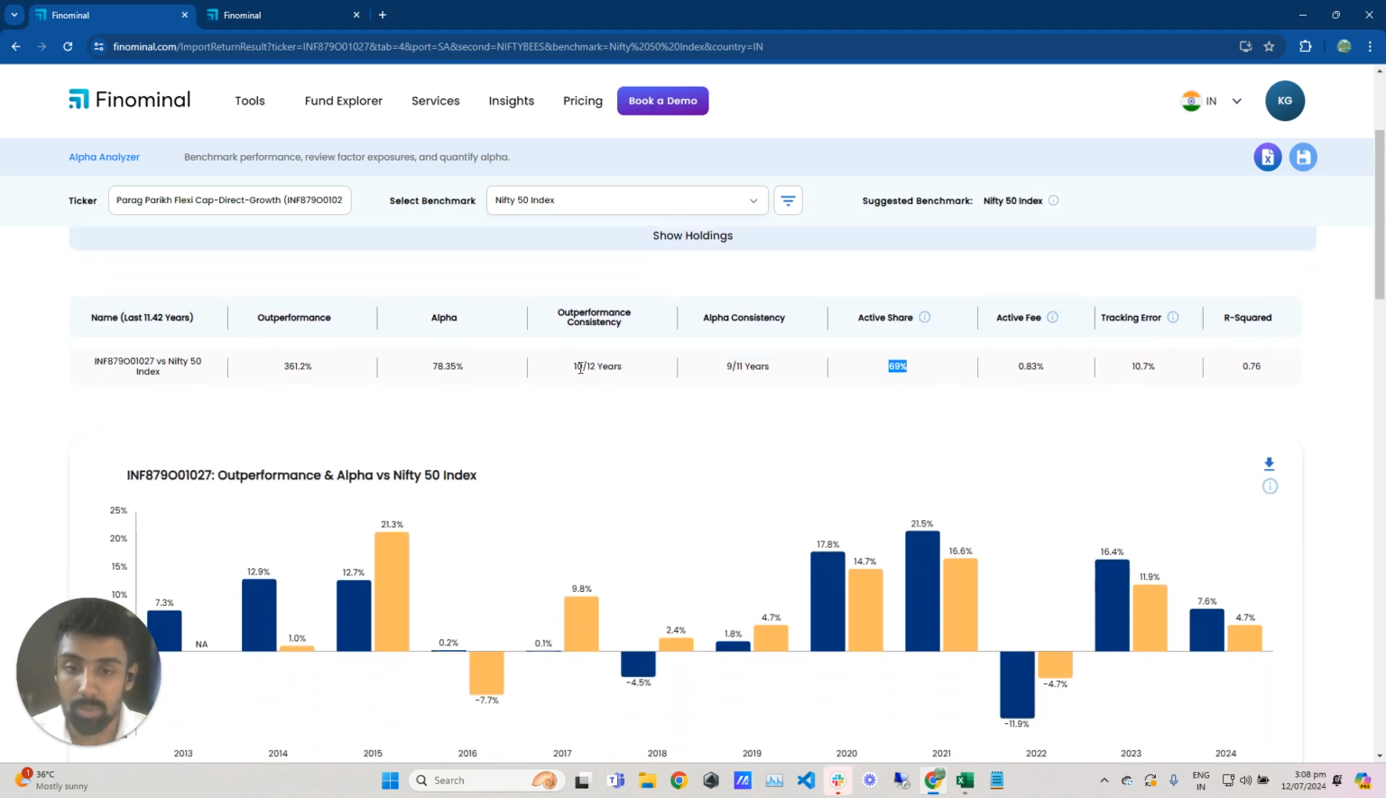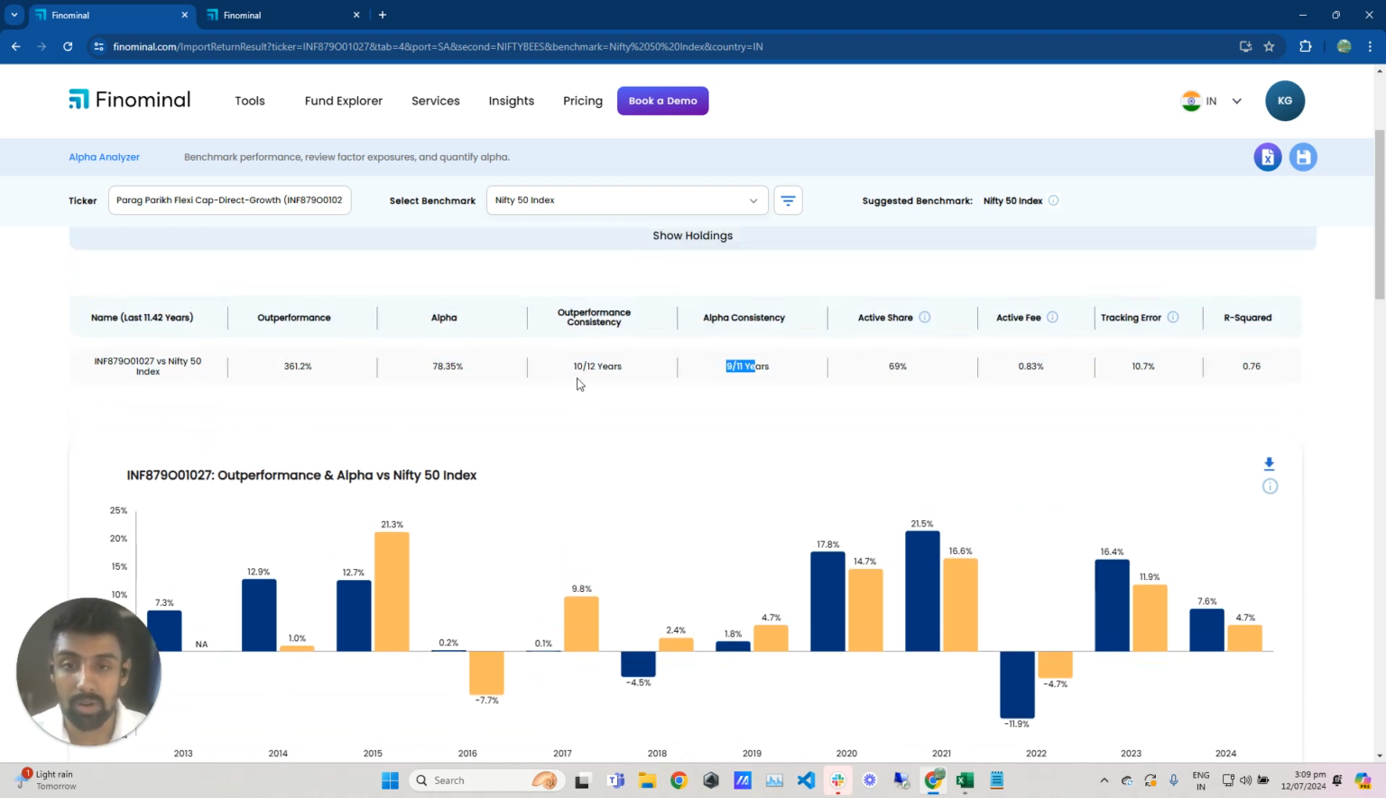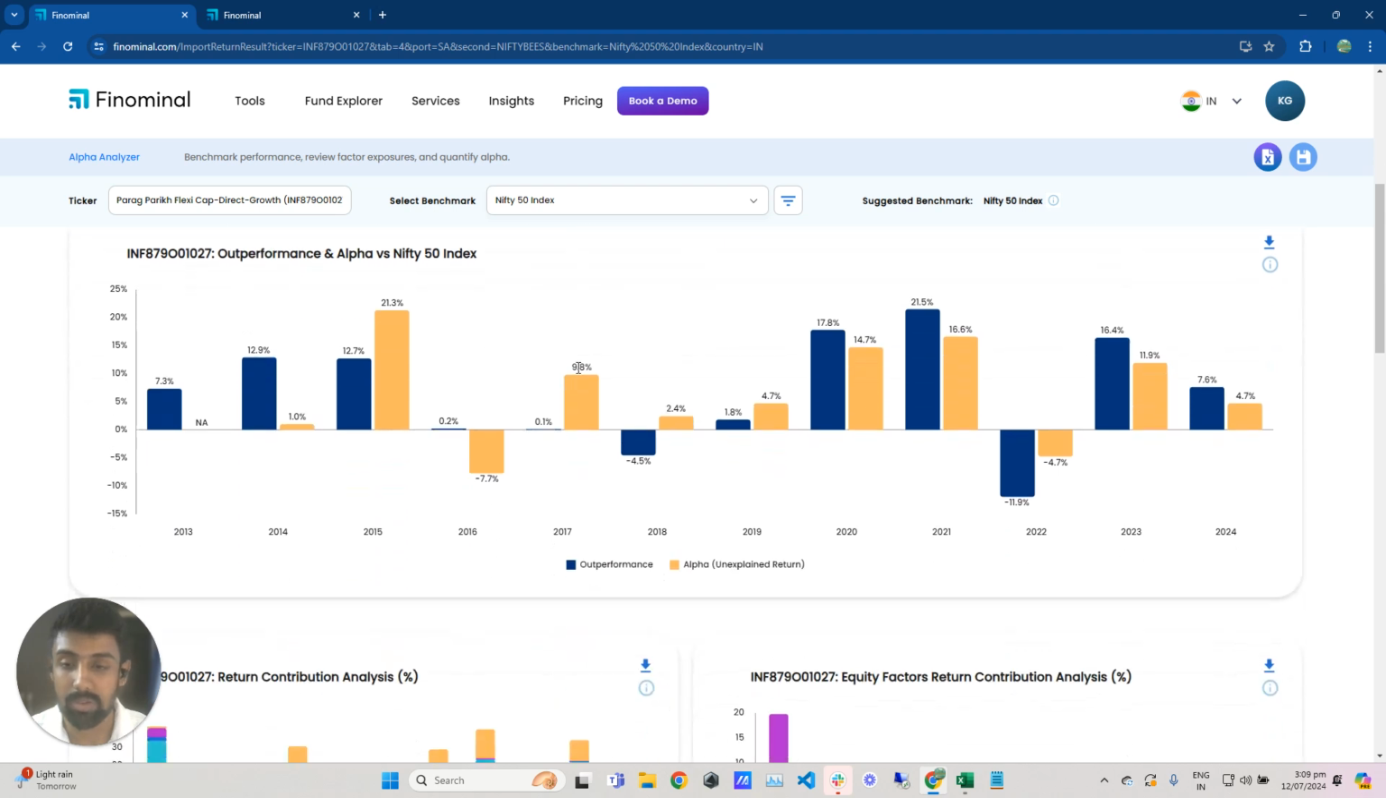Another thing to point out here is its consistency of outperformance and also alpha. Out of 12 years, it has outperformed Nifty 50 for 10 years, right? Which is really good in terms of outperformance. And you can also see which years since 2013 it has outperformed. You can see that during 2018 and 2022, it has not outperformed Nifty 50.